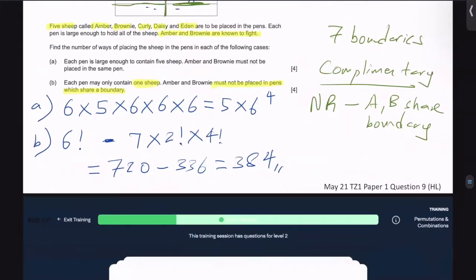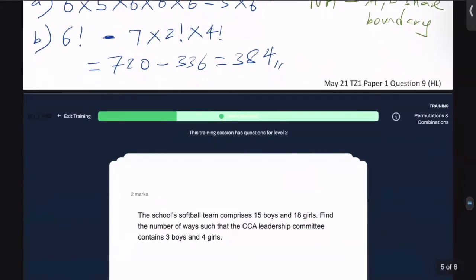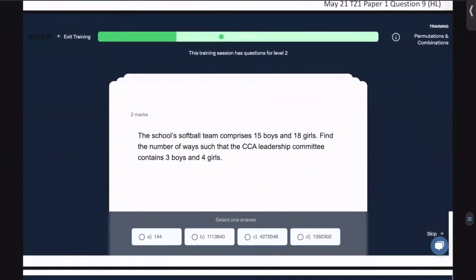Let's move on to our EdXP database. This is one example in our PNC training mode. We're at a level 2 question. Level 2 questions are for practice, just one level before the IB difficulty level. The school softball team comprises 15 boys and 18 girls. Find the number of ways such that the CCA committee contains 3 boys and 4 girls.